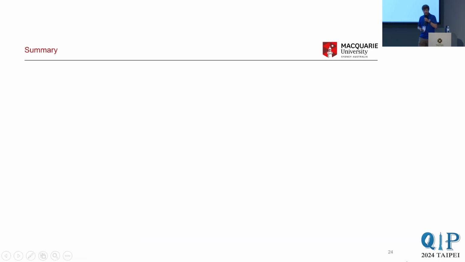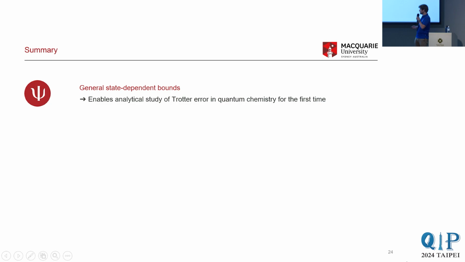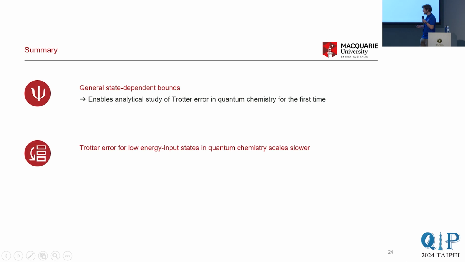Okay, and now I want to summarize what the contributions are, what we have done here. First, we provide general state-dependent Trotter error bounds for first and higher order Trotter. And this enables the analytic study of Trotter error for the full unbounded systems that are considered in quantum chemistry.